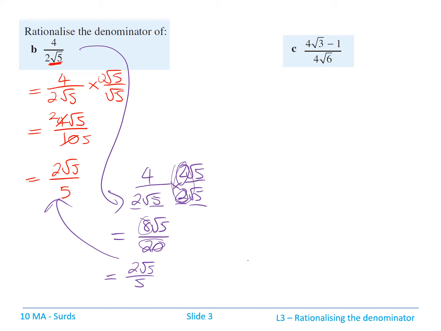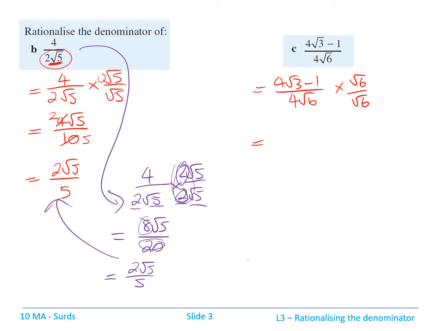So when it's just one term on the bottom, you just multiply it by whatever's under the square root. So in this case here, we would say 4 root 3 minus 1 on 4 root 6, multiply it by root 6 on root 6.